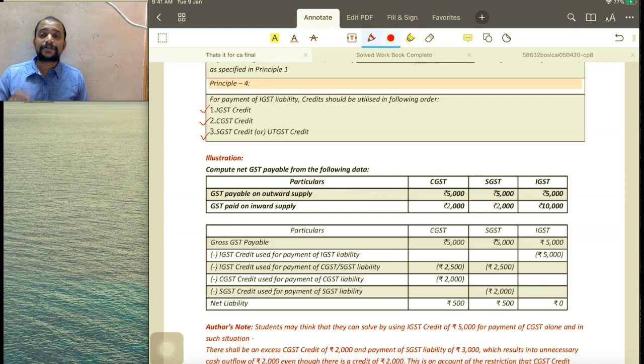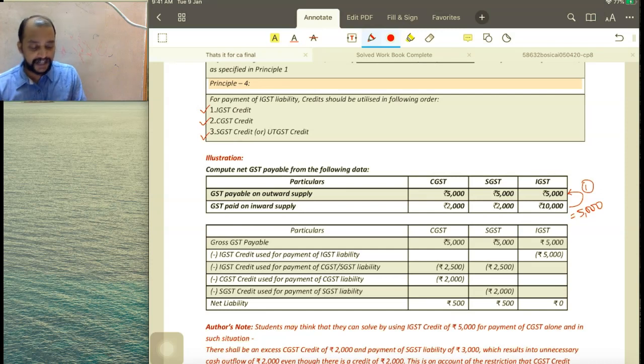Now, if you look into this question, what can you observe? I have excess IGST credit that can be used for payment of CGST and SGST. First, don't touch the CGST credit and SGST credit. Principle 3 will come into play. What does it say? Completely IGST credit should be exhausted before utilizing CGST and SGST credit. Now, what is the IGST credit? 10,000 rupees. Out of this 10,000, first I should use it for payment of IGST. This is the first point. So what is the balance available? I have a balance of 5,000. This 5,000 I can use for payment of CGST and SGST in any manner and in any proportion.